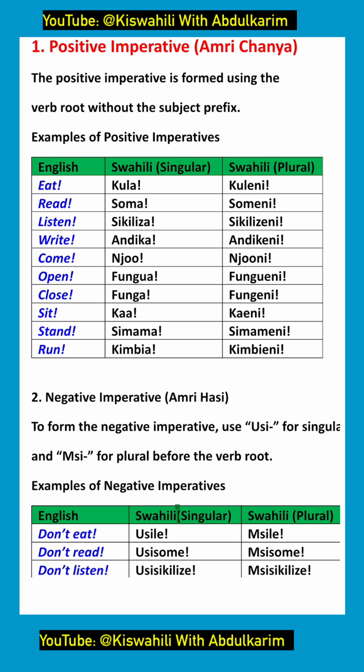Open, fungua. If there are many, you say fungueni. Fungueni mlango, open the door. Maybe you're telling your kids in the house, fungueni mlango. Okay? Close, funga. If you're telling many people, tell them fungeni. Sit, kaa. Kaa simply means sit. You're telling one person, kaa. If you're telling many, you say kaeni. And another verb to mean sit is keti. Keti, ketini.